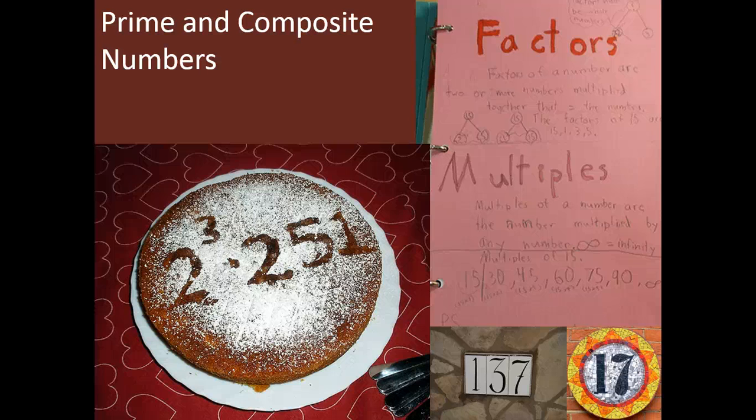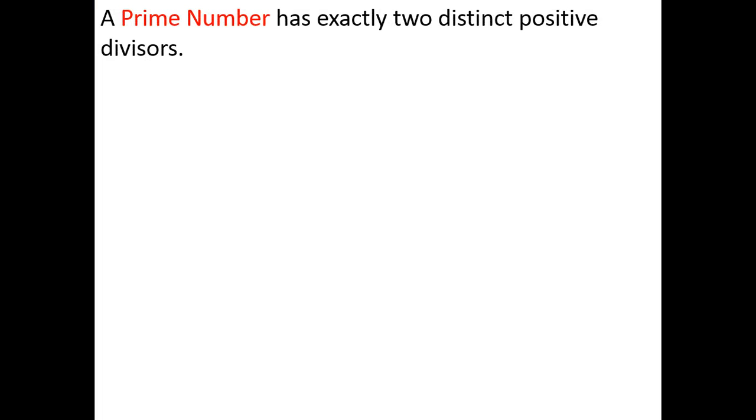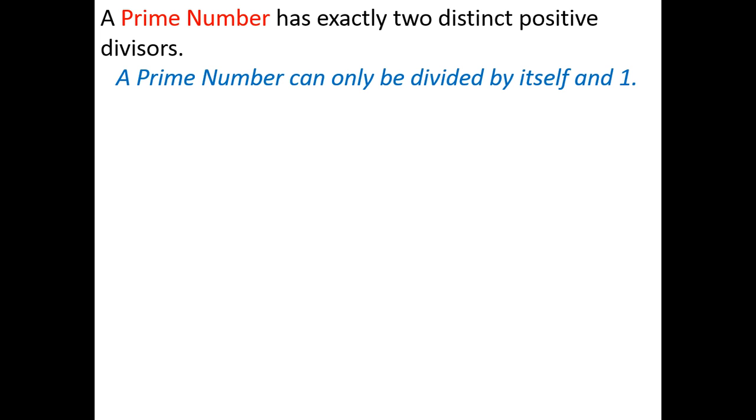Our next topic is prime and composite numbers. So first, some definitions. A prime number has exactly two distinct positive divisors. Now chances are there's a definition of prime number that you have memorized which says that a prime number can only be divided by itself and 1. And that's a pretty good general definition, except for one thing.